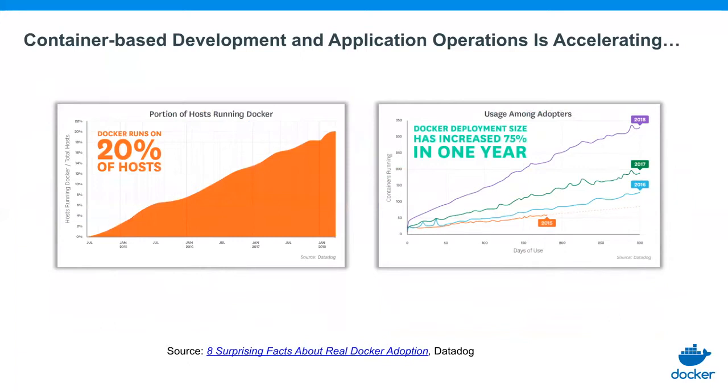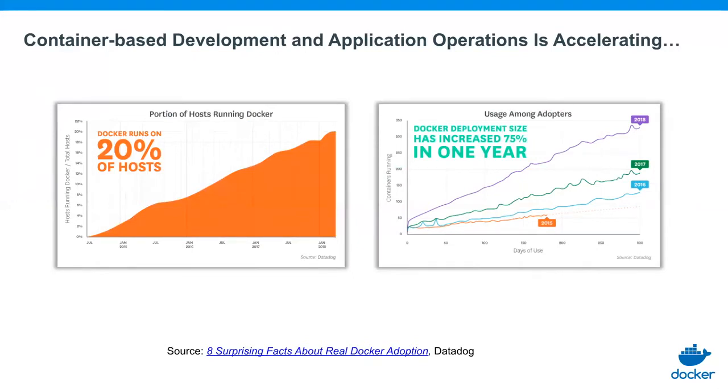We can see that the number of hosts out there today running containers or running the Docker engine is growing year on year. Even if you look at Datadog as a source of data for this, you can see that 20% of the hosts that they monitor are running the Docker engine, and that keeps growing. And on the right-hand side, you can see that not only is the number of hosts growing, but the number of containers per host is constantly growing as well.